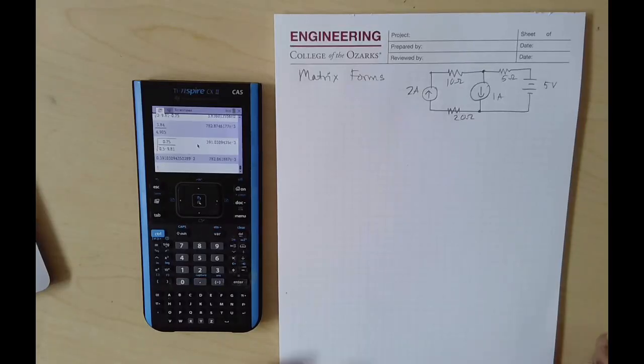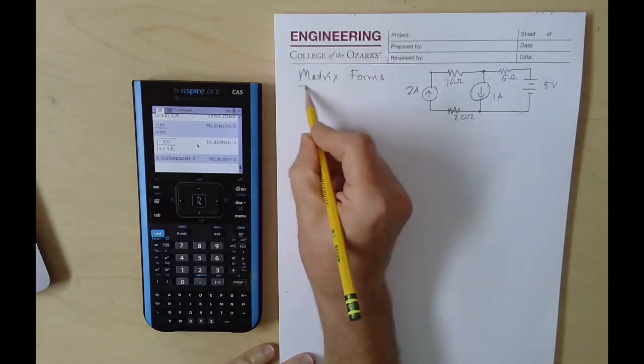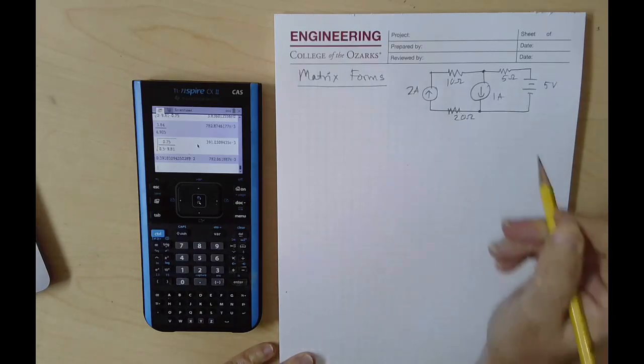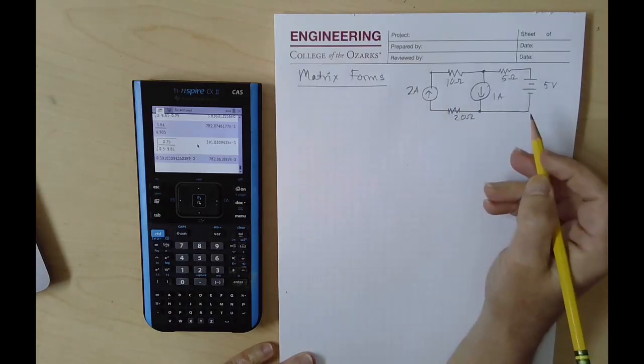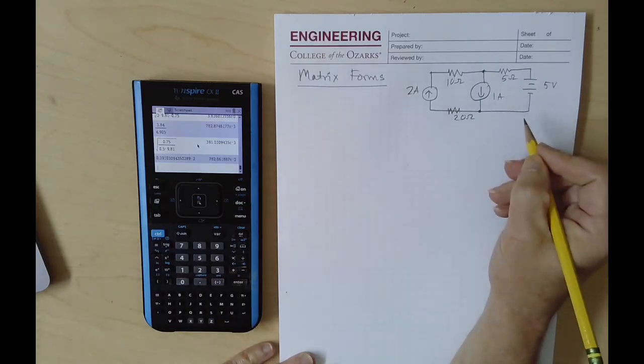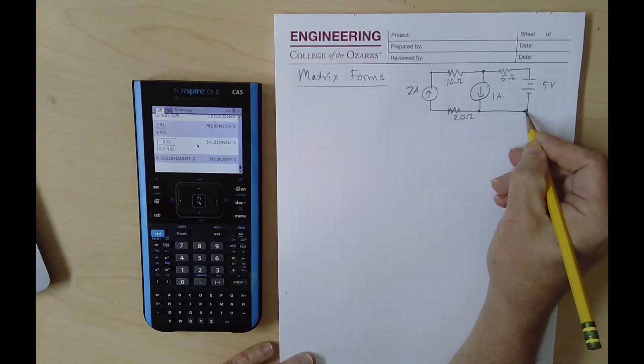Okay, let's look at an example here of doing a node voltage problem, but kind of focusing on how to put it in matrix form and solve that with our calculator. And so we have a circuit here. When we start off with a circuit, we need to do node voltages. We'll need to define a reference point. So let's just pick this corner here.